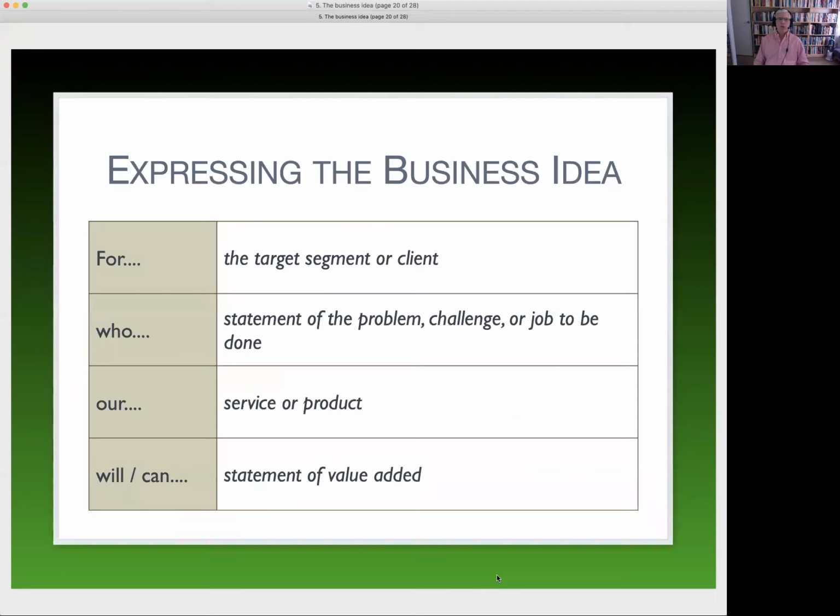Now, I mentioned that we would share with you a way of expressing this business idea. If you're looking for a neat way to write it up for yourself, you would start off by saying, for, and then you mention the target segment or the client. So you might say, for the mining segment in whatever country or province or city, who, and then you state the problem they have. For the mining segment in whatever geographical district, who have a problem supplying power to their equipment underground which is non-polluting to the air. That's a statement of the problem or the challenge or the job to be done.